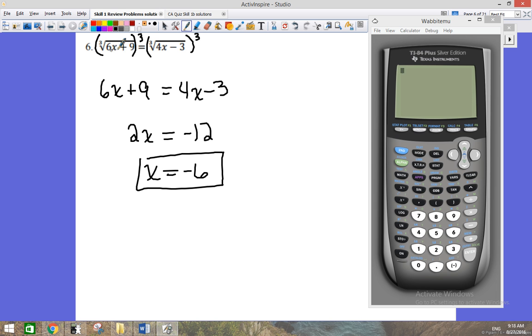If I plug in the negative 6, I've got 6 times a negative 6 plus 9. I get a negative 27, and the cube root of negative 27 is negative 3. On the right-hand side, you get a negative 27 as well, because you get negative 24 minus 3. So negative 3 equals negative 3, and it would check. But like I say, the technique doesn't require it because that's an odd index.